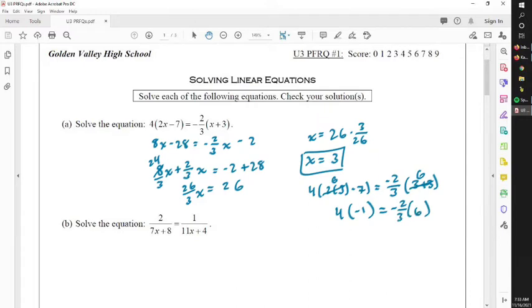And then I have negative 2 over 3 times 6. When I multiply the 4 times negative 1, I get negative 4. On the other side, I get negative 12 over 3, which simplifies down to negative 4. All right, that one's done.